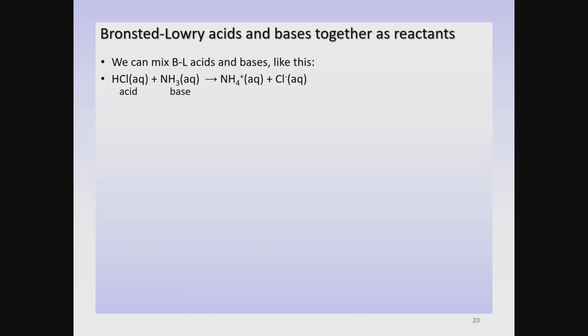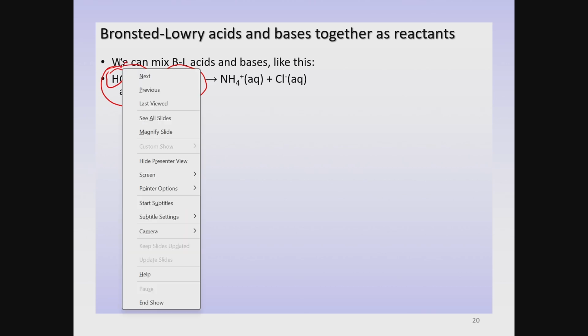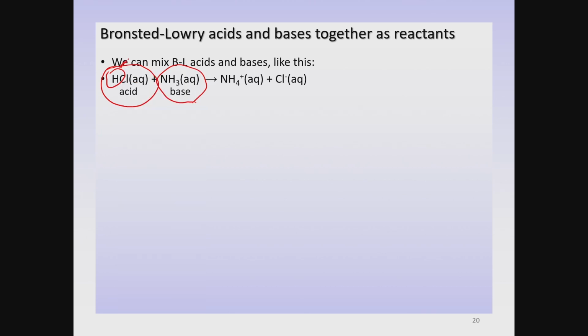So now I want to make the important point that you can mix Bronsted-Lowry acids and bases together as reactants. You probably recognize HCl here as a Bronsted-Lowry acid, and you probably recognize ammonia as a Bronsted-Lowry base. You can bring those two things together and they will react. As you would expect, the HCl will lose a hydrogen ion, or a proton, and this hydrogen ion will travel to the Bronsted-Lowry base that will accept the proton.